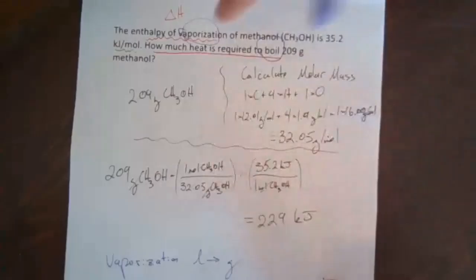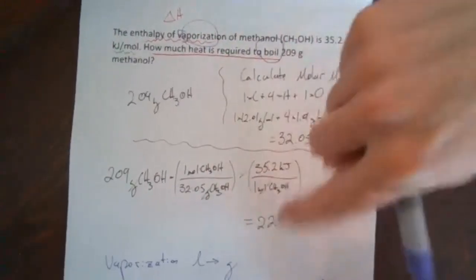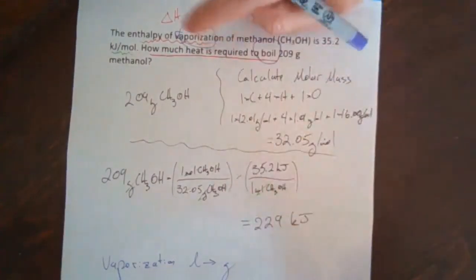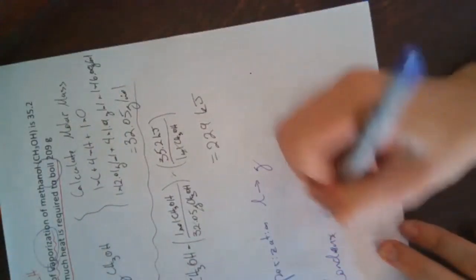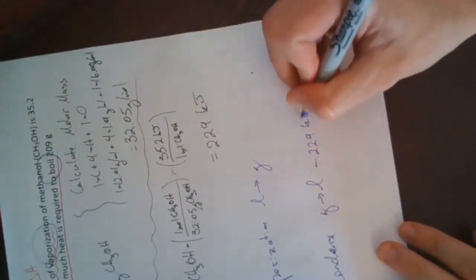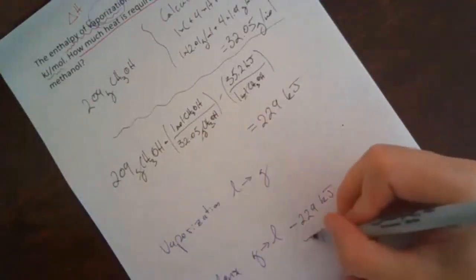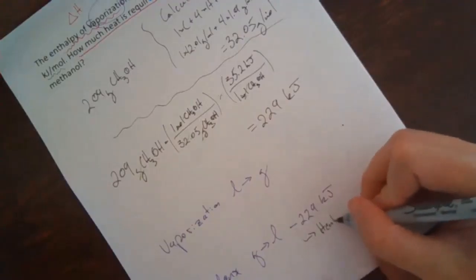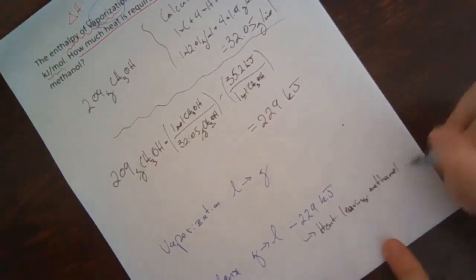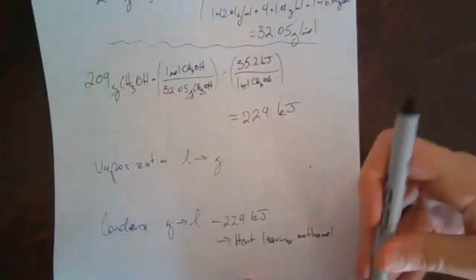So that means that the sign of this heat of vaporization does coincide with this. So if you want to boil this methanol, you will put in 229 kilojoules because it's endothermic. If you were to condense, which would be gas to liquid, it would be negative 229 kilojoules. Where that negative sign comes from the fact that heat would be leaving the methanol. We're not asking about that here, but we want to be mindful.